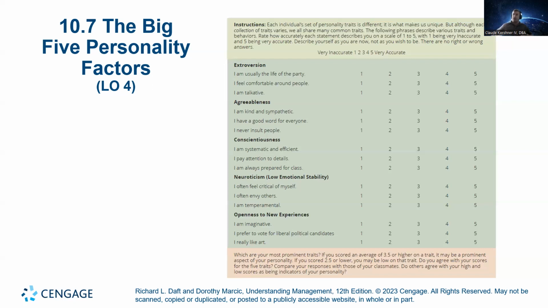Neuroticism, that's what we talked about from the other slide, low emotional stability. I often feel critical of myself. Does that accurately describe you, or does that inaccurately describe you? I often envy others. I am temperamental. So if you're temperamental, then likely you are more neurotic. Neuroticism doesn't really envy others. They actually think very highly of themselves. So if you envy others often, you're not as neurotic. I often feel critical of myself. People who are typically neurotic tend to be critical of themselves.